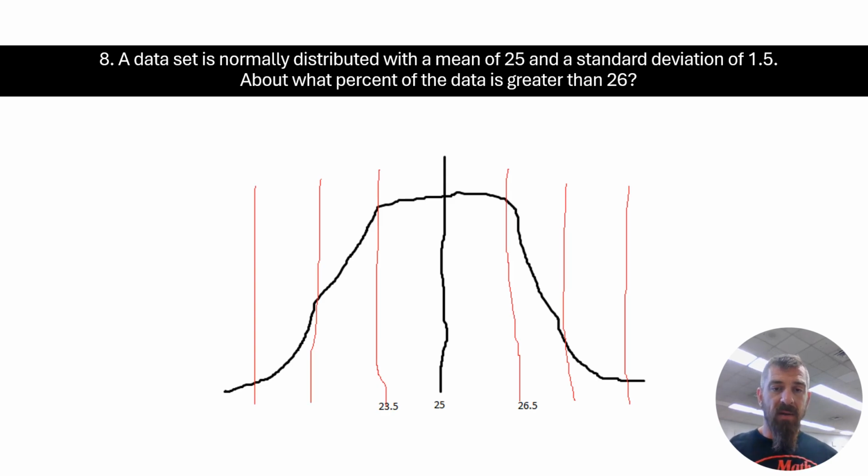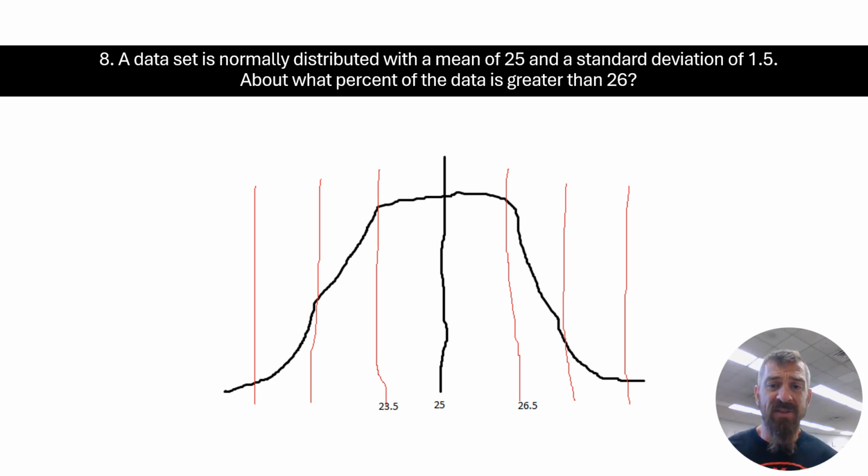So here's what I did. I first showed what a normal distribution would look like. Those red lines indicate the number of standard deviations away. We do have to use the empirical rule here. That's how I did it, but that's how we're going to find what percentage is greater than 26.